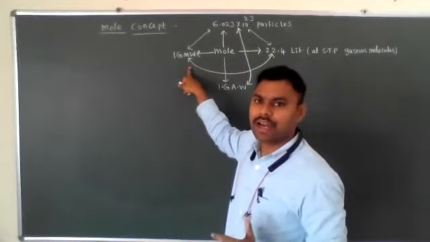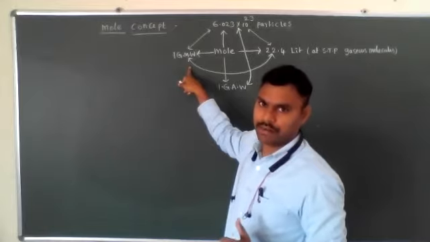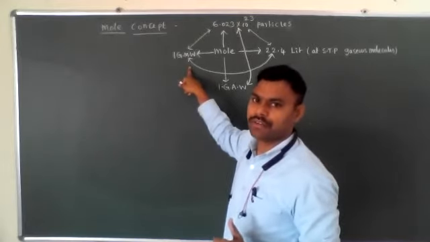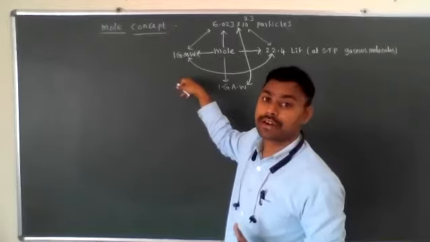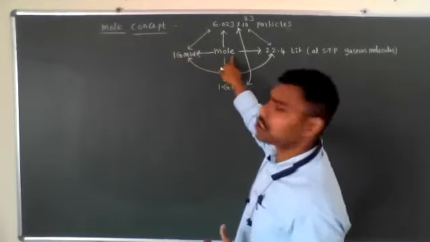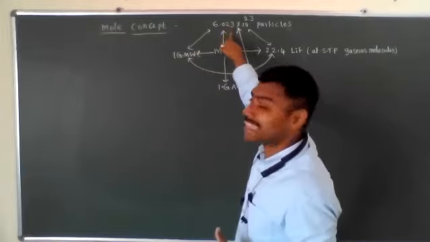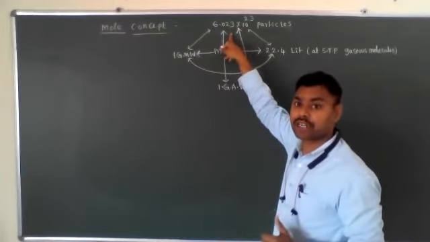What is the gram molecular weight of CO2? 44 grams. Gram molecular weight of CO2 is equal to 44 grams. So 44 grams of CO2 is equal to the gram molecular weight of CO2, which is equal to 1 mole. It contains 6.023 into 10 to the power of 23 CO2 molecules.